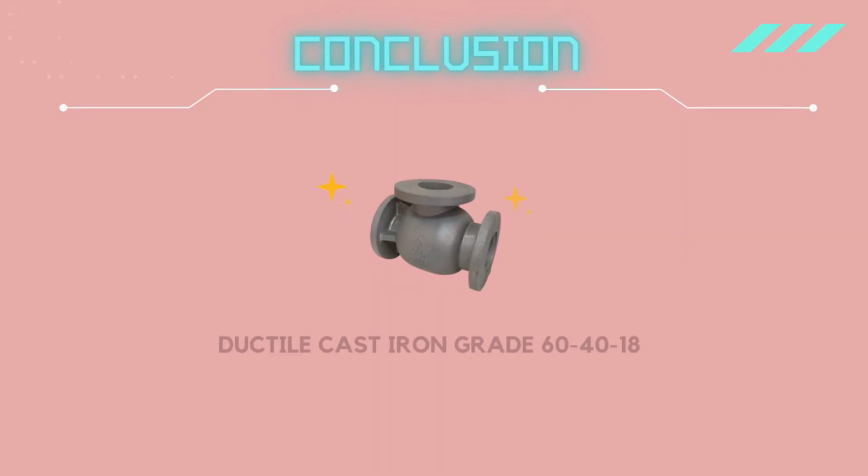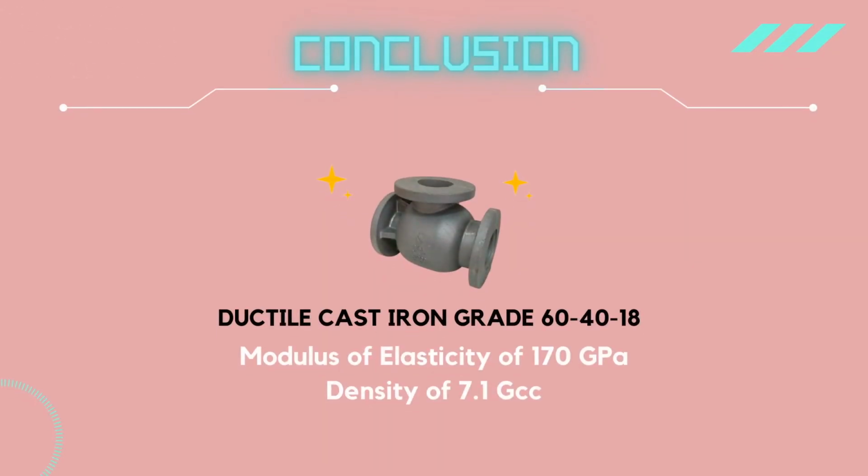In conclusion, the best material that fits the criteria given is ductile cast iron, as it has a modulus of elasticity of 170 GPa and a density of 7.1 g/cc.